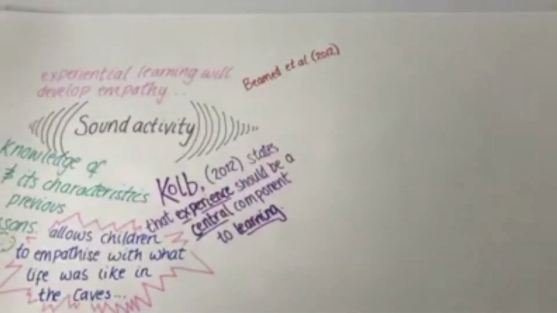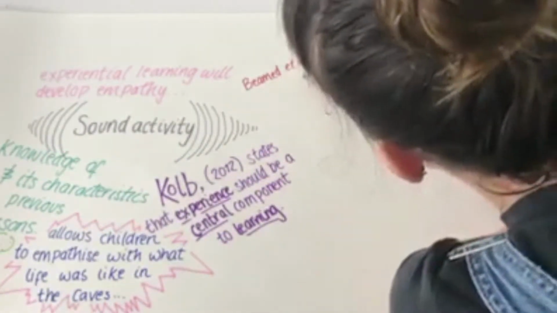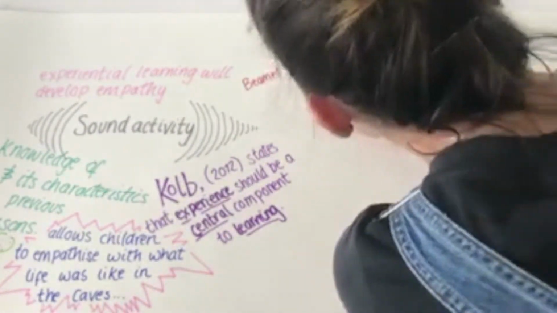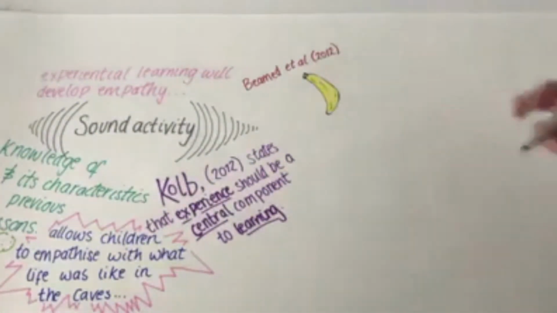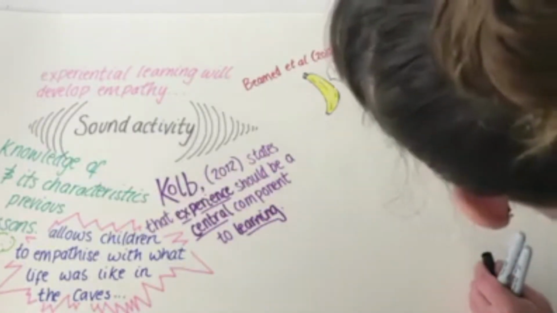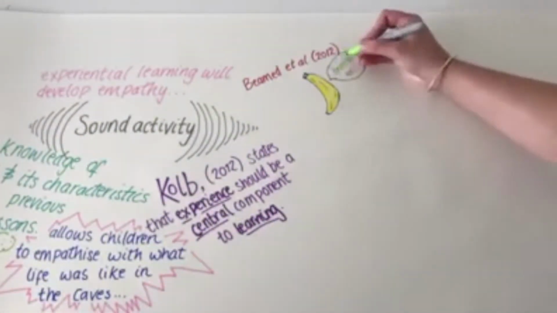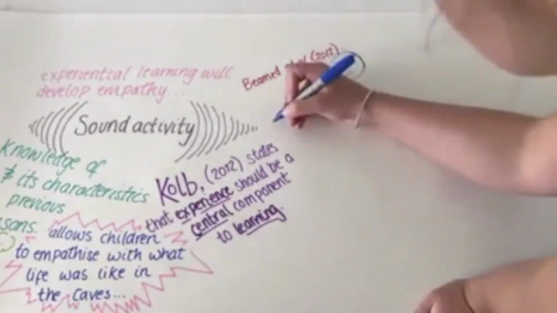Beamed et al. 2012 emphasised the importance for children to learn through experience. They expand on their statement by referring to a lecturer who asked trainee teachers to describe a banana whilst they were eating it. Because the trainees were experiencing the taste, they could describe the banana in more detail. This example was used to emphasise the importance of direct experience rather than passively receiving information.